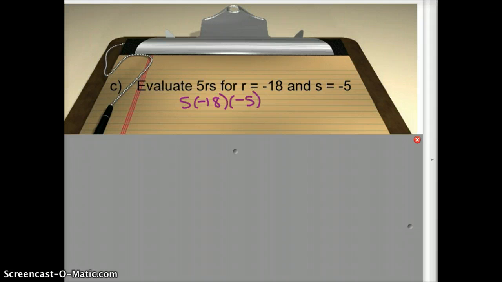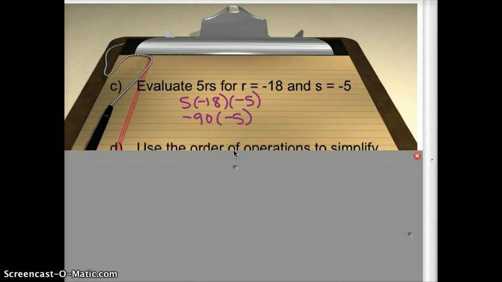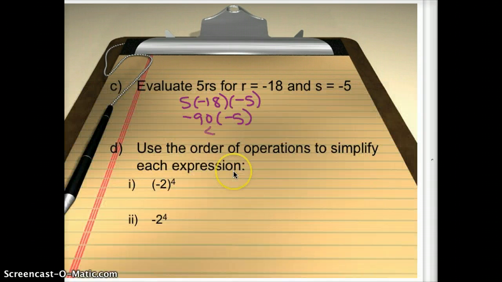5 times negative 18 is a positive times a negative. That's negative 90 times negative 5. And here I have a negative times a negative, so it's going to be a positive. It's going to be positive 450. Okay. All right, we're going to use order of operations here.